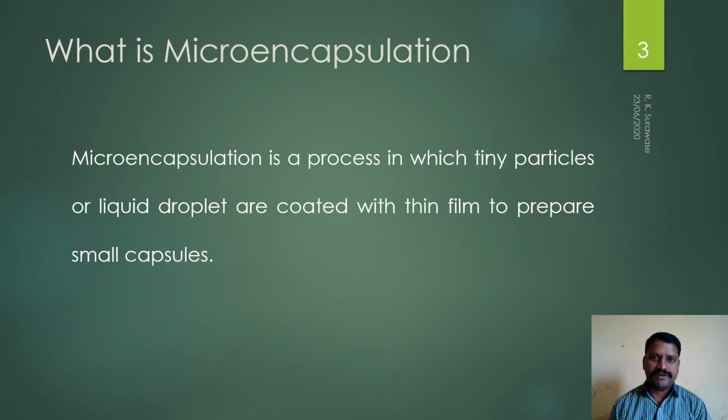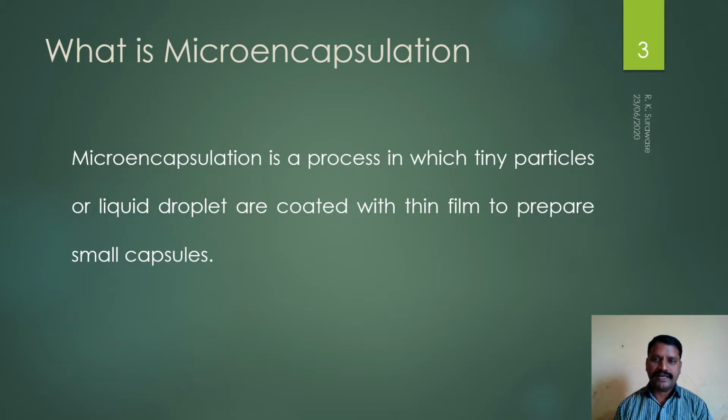See the definition of microencapsulation. Microencapsulation is a process in which tiny particles or liquid droplets are coated with a thin film to prepare a small capsule by using a suitable method of microencapsulation. In microencapsulation, there are the core material, coating material phase and manufacturing vehicle phase. So these are the three basic components or fundamentals of microencapsulation.